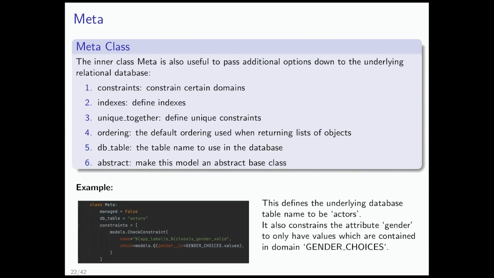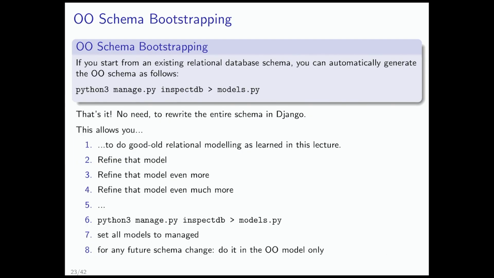Okay. Yeah, for completeness, in the Meta class you can define many things. You can set constraints, indexes, unique together, ordering. You can give a name to the database table, or you can even make it abstract and say you shouldn't instantiate models from that class. For abstract superclasses, for instance, that's very useful.